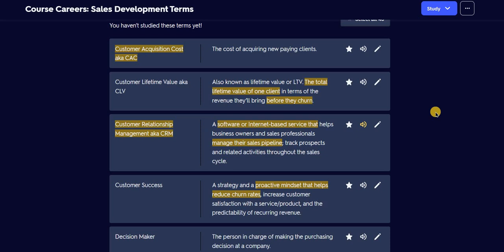Customer relationship management, also known as CRM. A software or internet-based service that helps business owners and sales professionals manage their sales pipeline, track prospects and related activities throughout the sales cycle. Customer success. A strategy and a proactive mindset that helps reduce churn rates, increase customer satisfaction with the service product, and the predictability of recurring revenue.